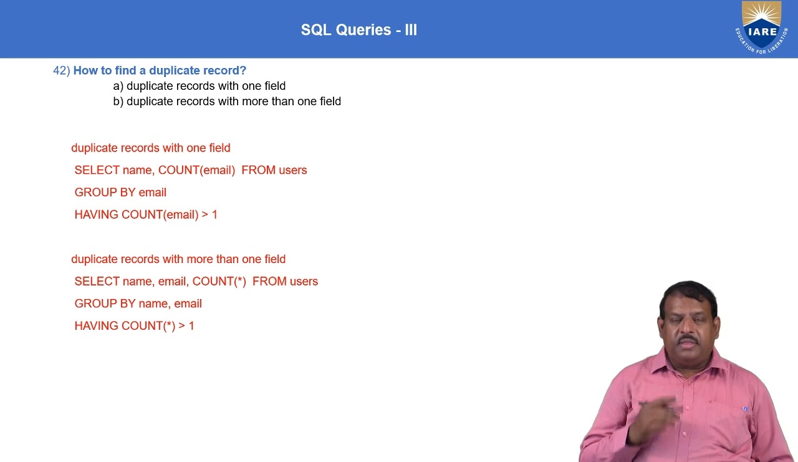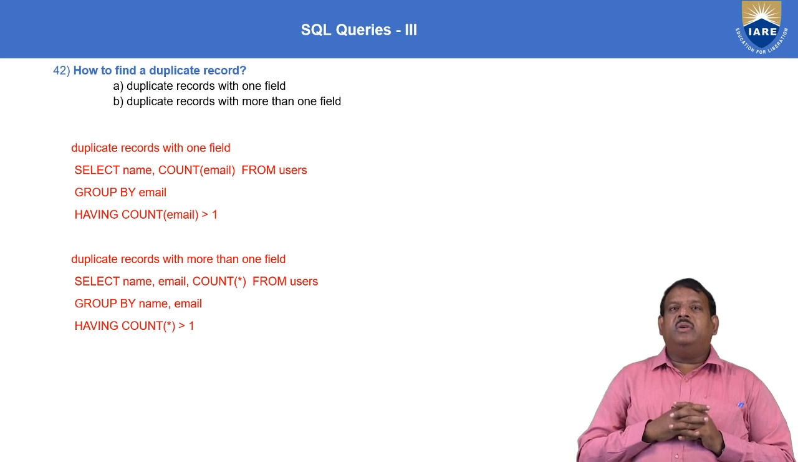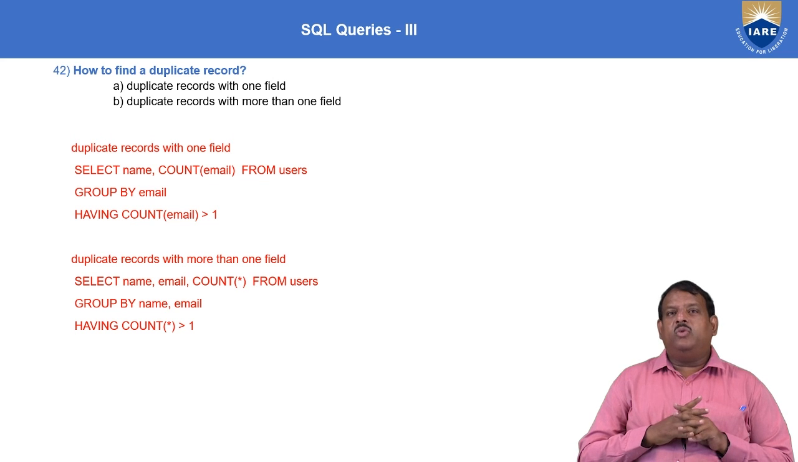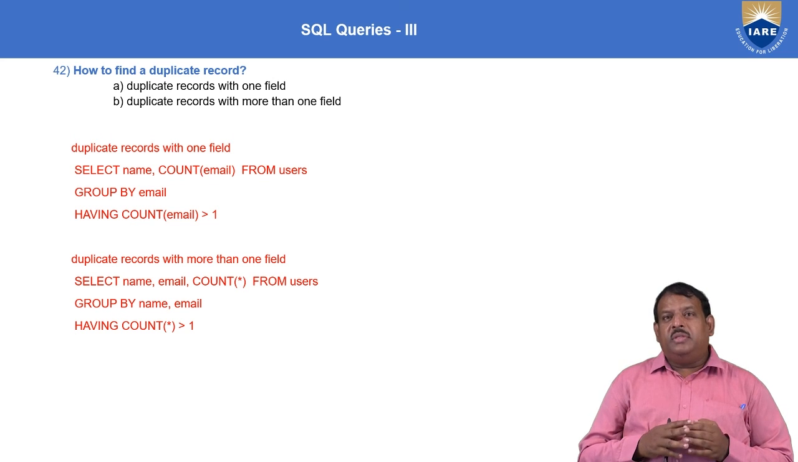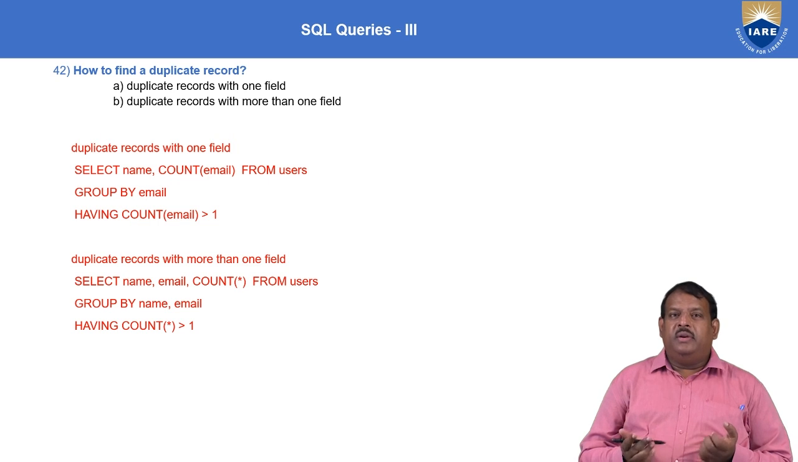Now the last question for this session. How do you find duplicate records? How to find duplicate records with one field or with more than one field? For this, we have to use the group by having clause.